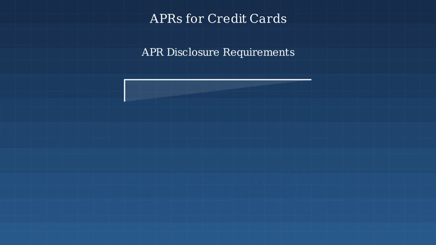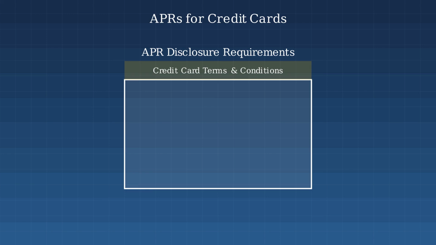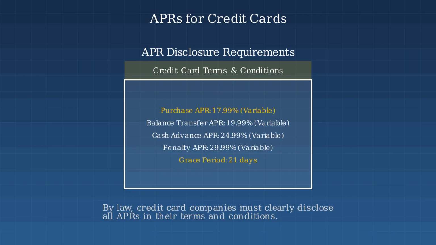Finally, it's important to know that credit card companies are legally required to clearly disclose all APRs in their terms and conditions. This disclosure must include the APRs for purchases, balance transfers, cash advances, and any penalty APRs that might apply if you miss payments. They must also disclose the length of your grace period.